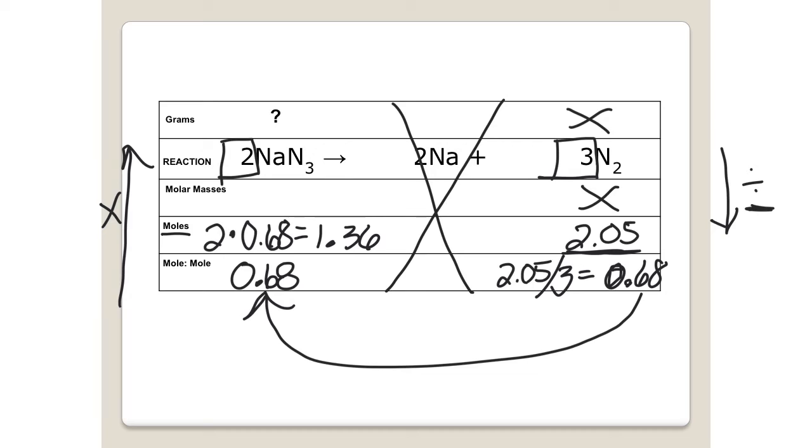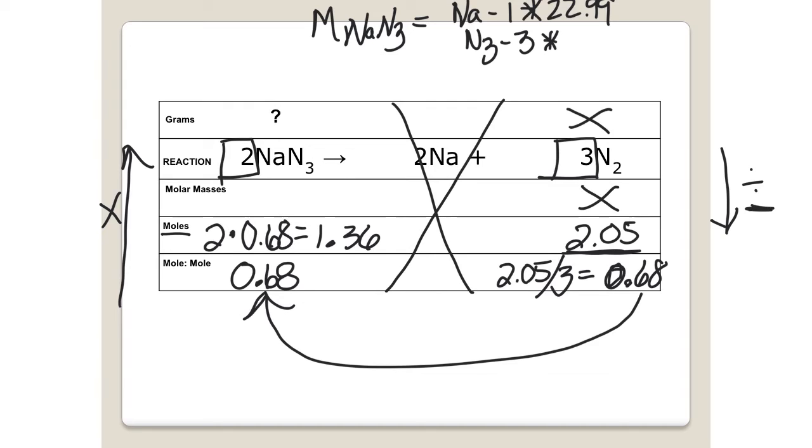Now we're going to go up and we need to multiply that by the molar mass. But first we have to calculate our molar mass. If you remember how this works, you go on your periodic table and you add together all the masses of what's in it. So we've got 1 sodium and we've got 3 nitrogens. We go on our periodic table, and if we round to the 100th spot, we've got 22.99 for sodium. If we go to nitrogen, we're going to find that's 14.01.